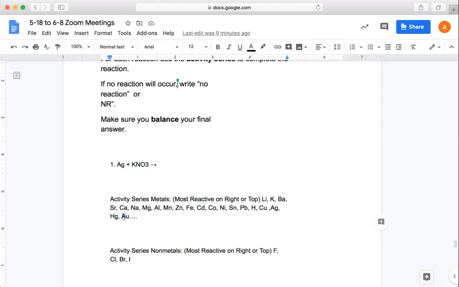Knowing that, you have to ask yourself the question, will this metal replace this metal? To answer that question, you have to look at the activity series and see if Ag is more or less reactive than potassium. Potassium is the second most reactive metal. Ag is not more reactive than potassium. Therefore, this reaction will not occur. You can simply write NR. So this would be the correct answer for this practice problem.